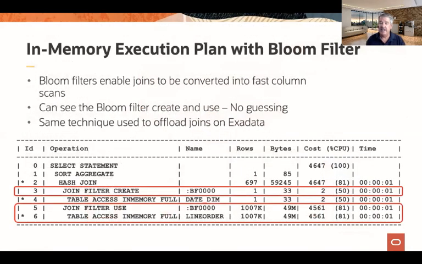And you'll see that in an execution plan. Notice we see in line ID 3, join filter create, :BF, and then we'll have a table access in-memory full. So for the date dimension table, we're going to scan that table, apply any filter predicates, and create the Bloom filter. We're then going to scan the line order table, again, applying any other filter predicates, and we're going to apply or use the Bloom filter as an additional filter predicate, again, to avoid having to go back and probe the hash table in the PGA.